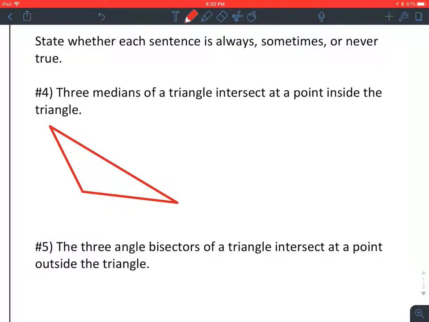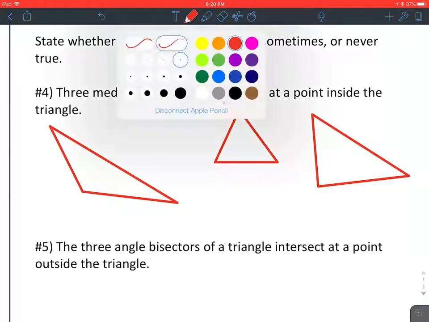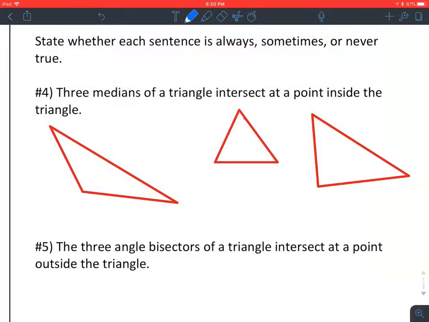It can be obtuse, can be acute, can be a right triangle. Can be scalene, can be isosceles, can be equilateral. You name it. Make it any way you want. I'm just trying to somewhat prove it to you, using that word loosely here. A median intersects the midpoints of the opposite sides.